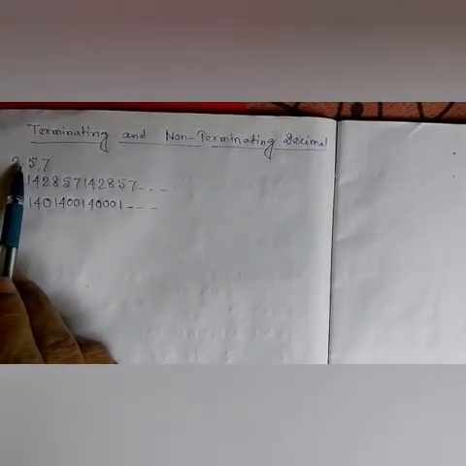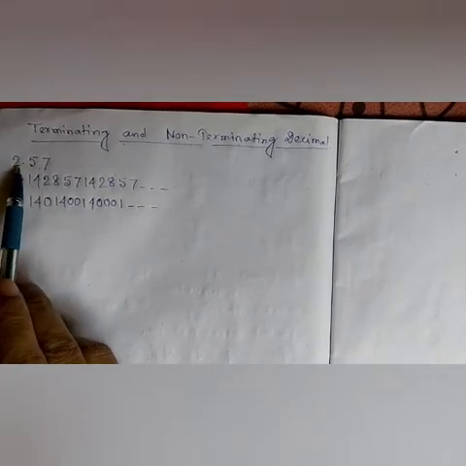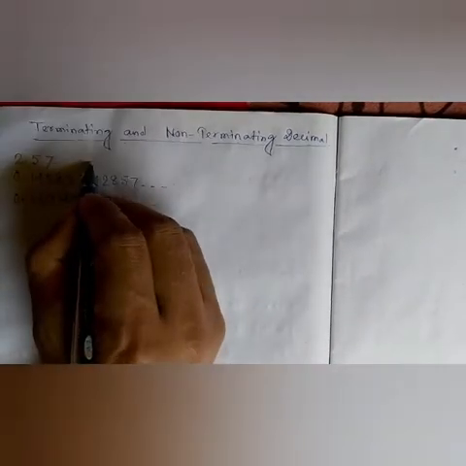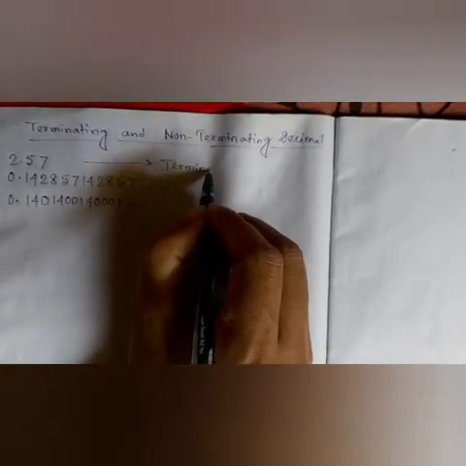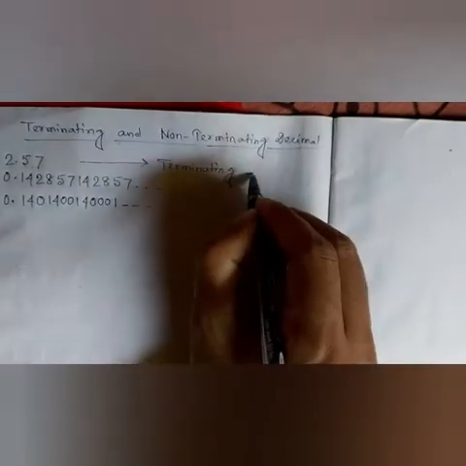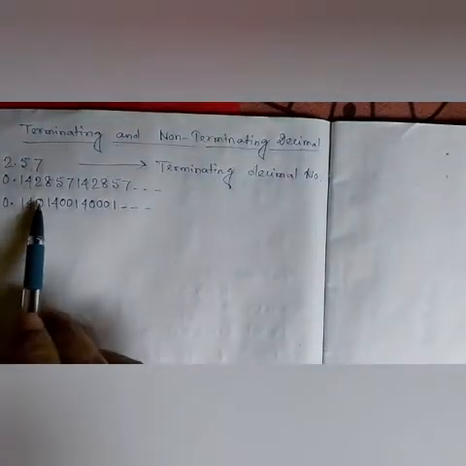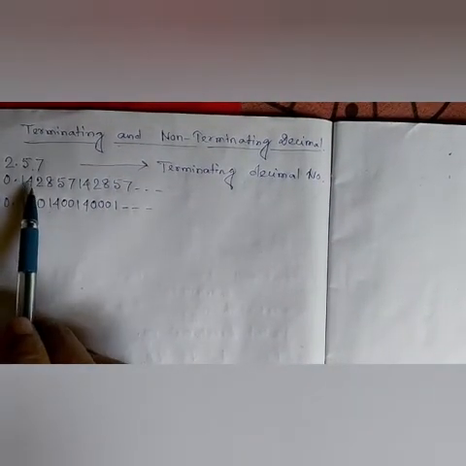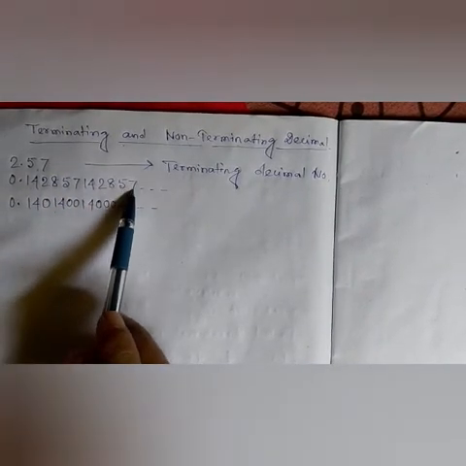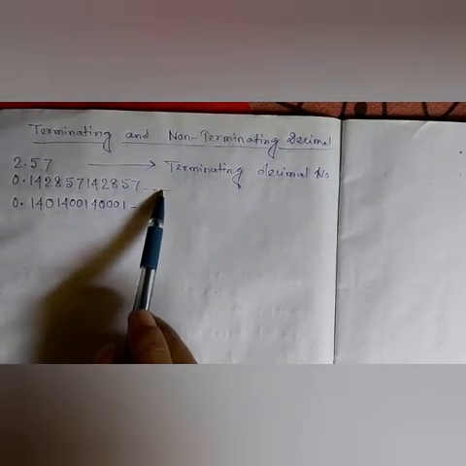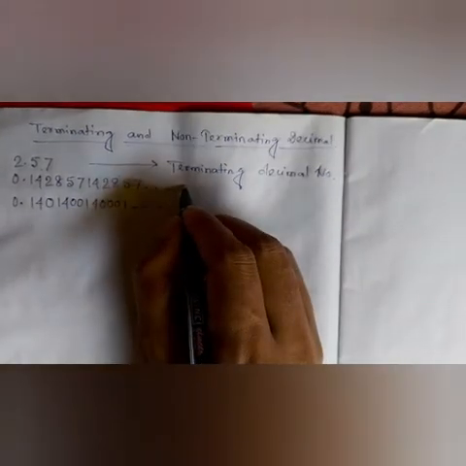In the first case, after the decimal there are only two digits and then it ends, that means 2.57. So this type of number is called a terminating decimal number. In the second case, we see that the digits are repeated, that means 142857, again 142857, and this one is not ending and continues, so this is called non-terminating.